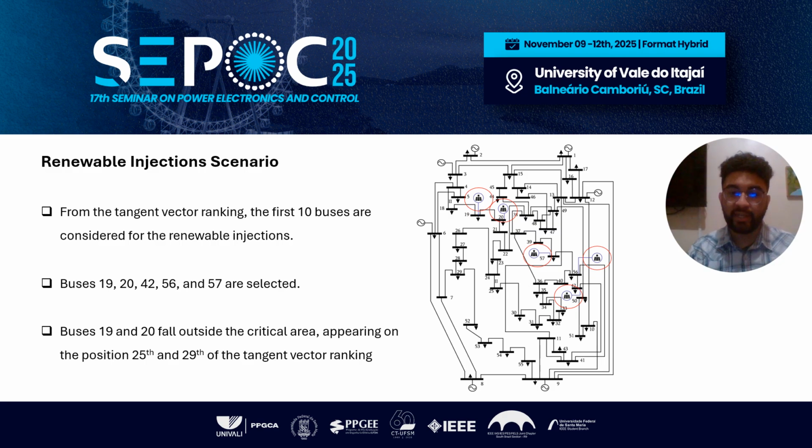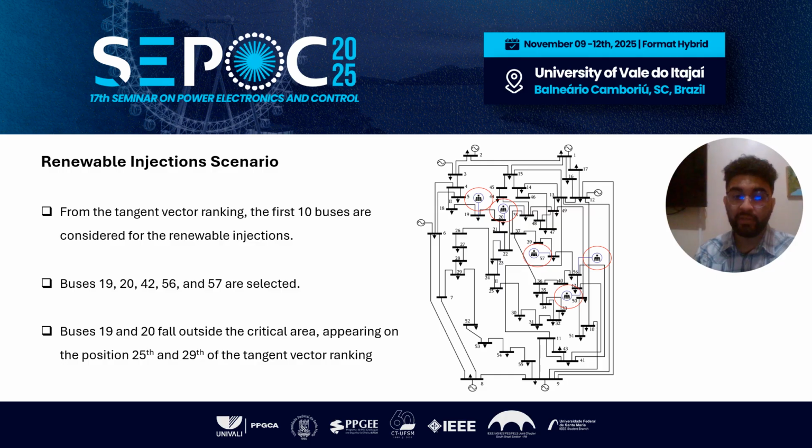Now we have these renewable injection scenarios. We also calculate the tangent vector, which tells us that bus 31 is still the critical bus in our system. But with the information from the base case scenario, we managed to determine in which buses we're going to have the renewable injection. Buses 19, 20, 42, 56 and 57 are going to be selected.